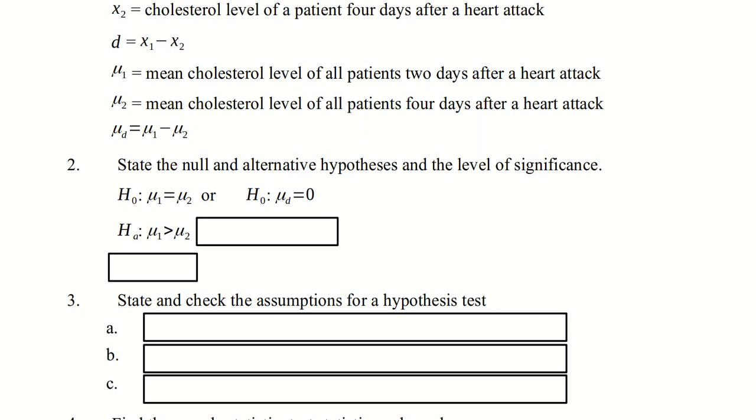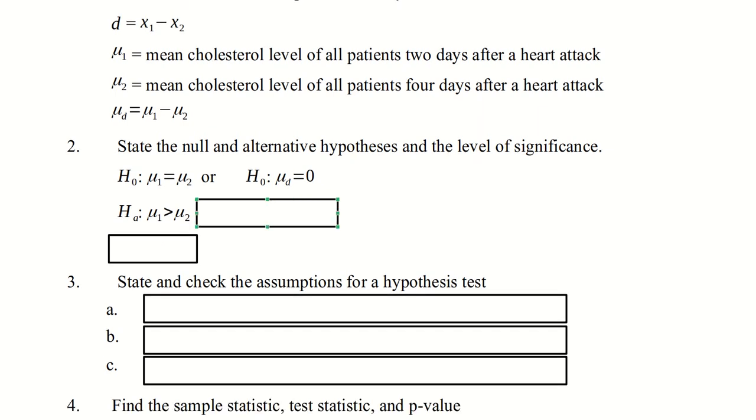So stated in the same order, 1 to 2, that says that the cholesterol levels were higher 2 days after a heart attack than they were 4 days after a heart attack. So we've got that inequality. Now, that's great, but that's not going to help us at all when it comes to the calculator. Again, we're going to have to subtract mu sub 2 from both sides and get that difference.